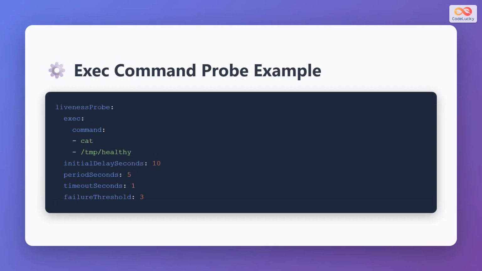The Exec Command probe gives you the most flexibility by running a custom command inside your container. This example uses a simple command that checks if the file /temp/healthy exists using the cat command. The probe starts after a 10-second delay and runs every 5 seconds with a 1-second timeout. If the command fails 3 times consecutively by returning a non-zero exit code, the container is restarted. This type of probe is ideal when you need custom health check logic that goes beyond simple HTTP requests or TCP connections.